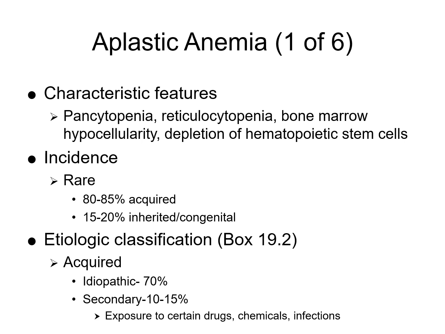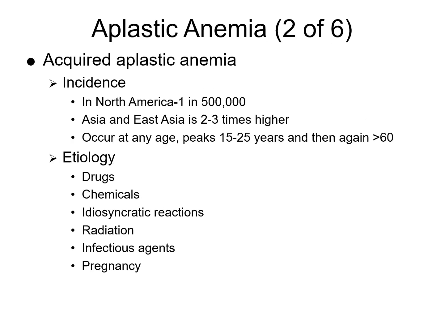For the etiologic classification, we have idiopathic, which basically just means there's no known cause, and that accounts for 70% of the cases. And then we have secondary, which accounts for 10 to 15% of the cases, and this is due to exposure to certain drugs like chemotherapy and certain antibiotics. Could be because they're exposed to certain chemicals like benzene or even certain pesticides, or it could be from certain infections, even like viral hepatitis or parvovirus B19.